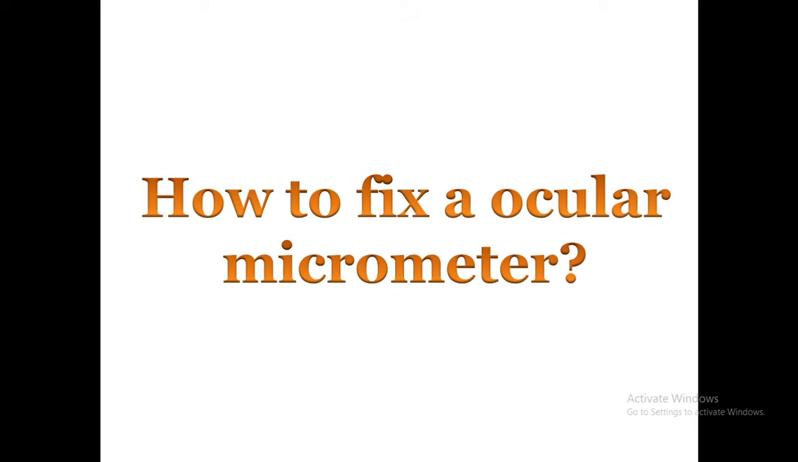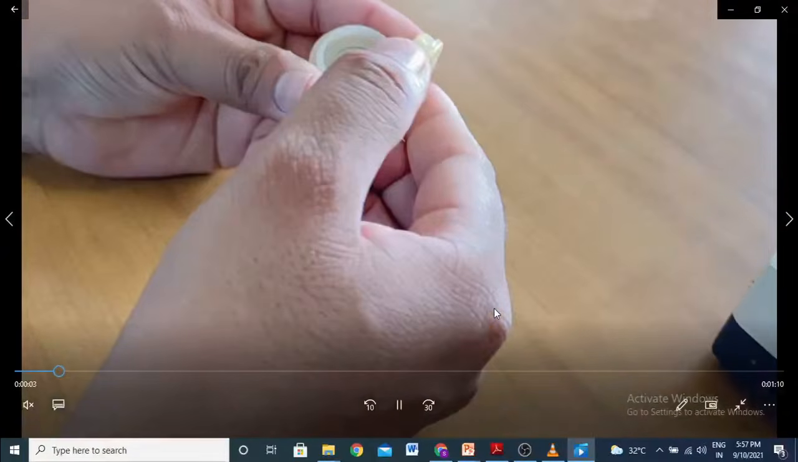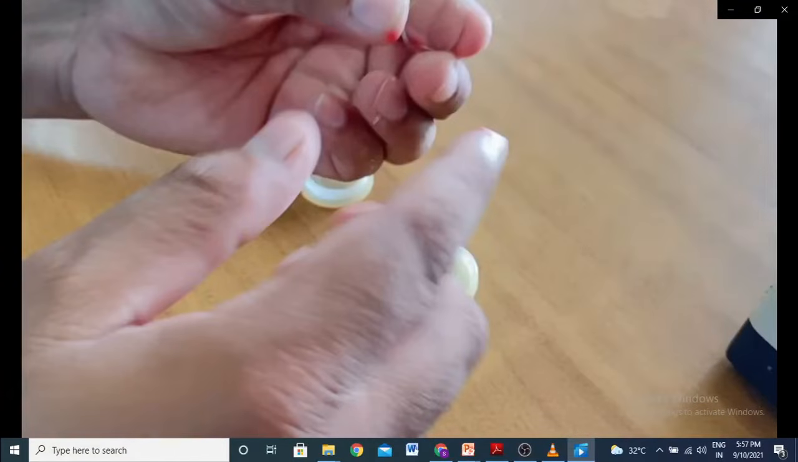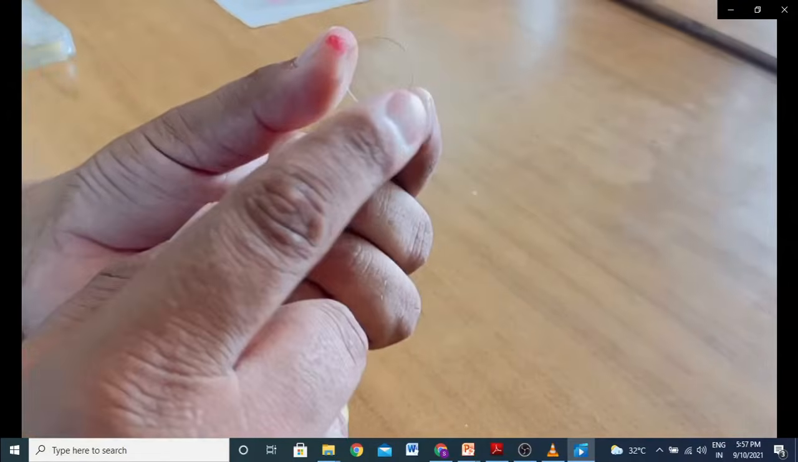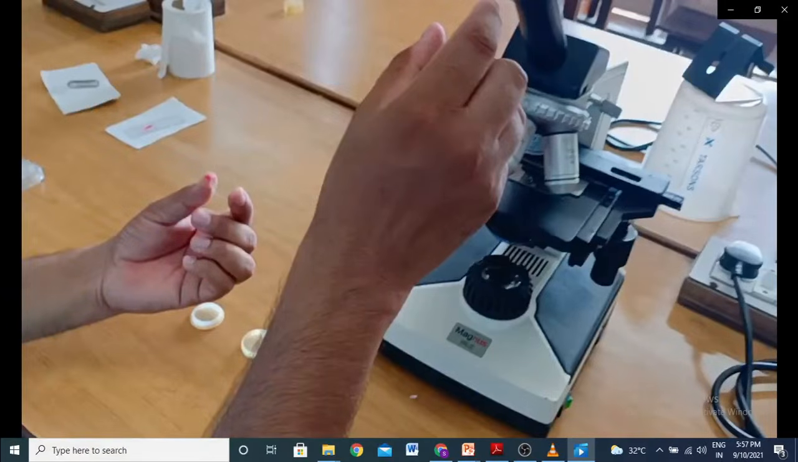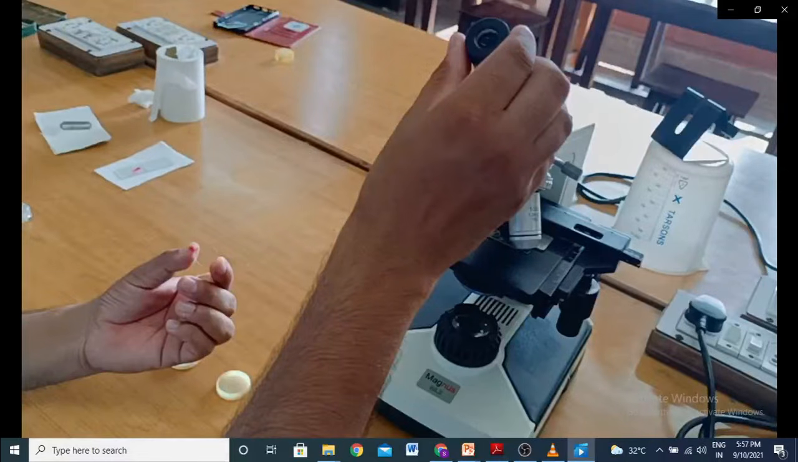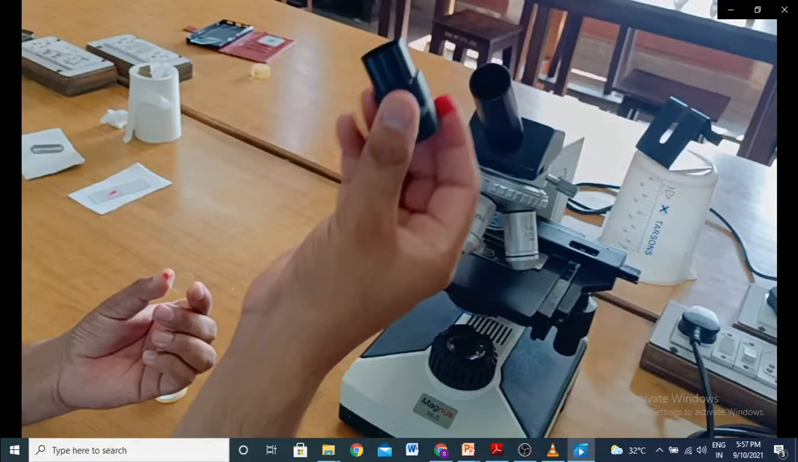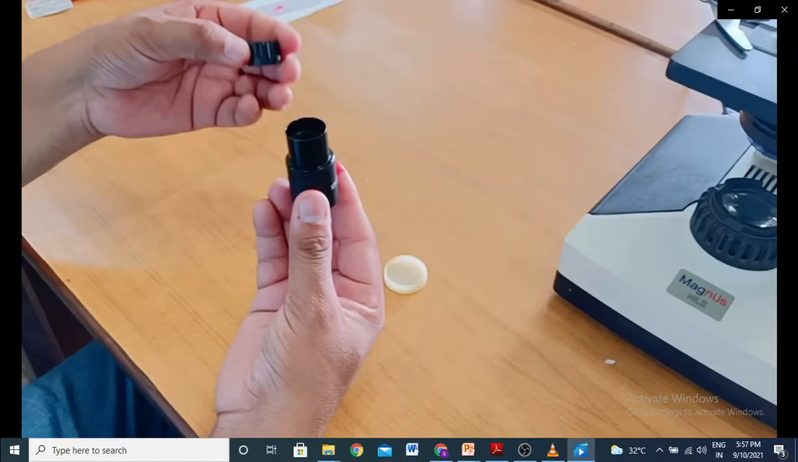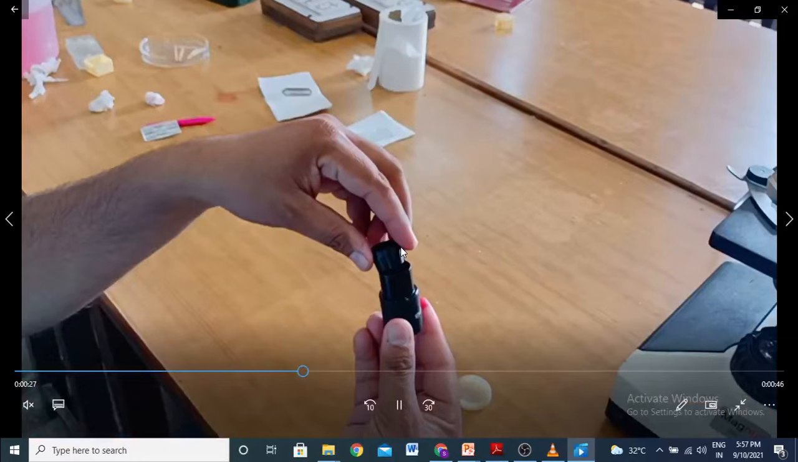How to fix an ocular micrometer? This is a circular glass-like structure. As we have already discussed, it also has arbitrary markings on its surface which cannot be seen by our naked eyes. For that we have to fix this circular glass in the eyepiece. Fixing of the ocular micrometer also may vary from microscope to microscope.